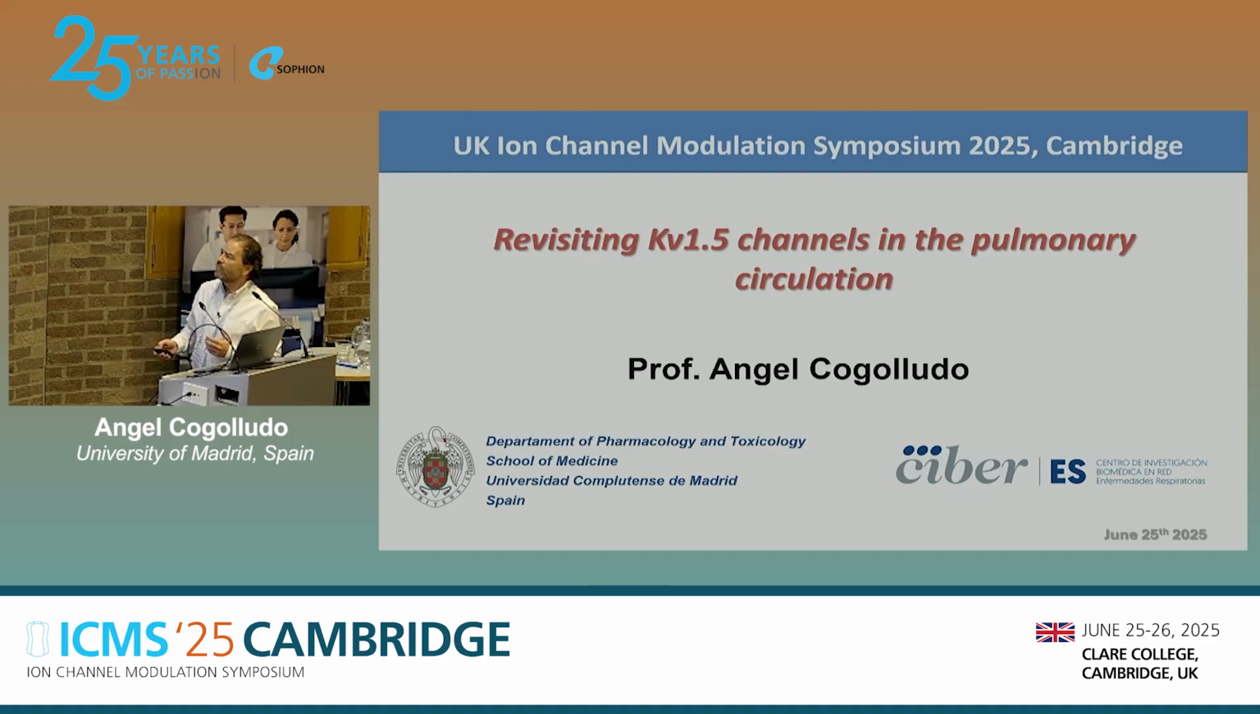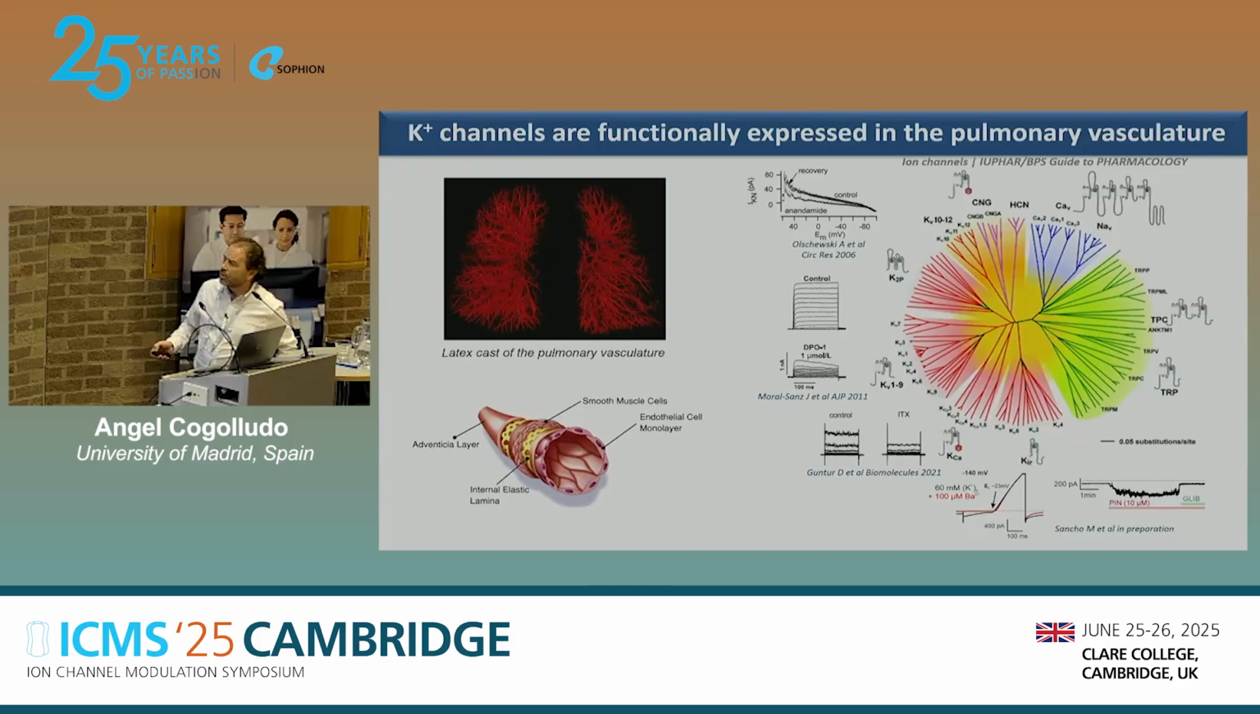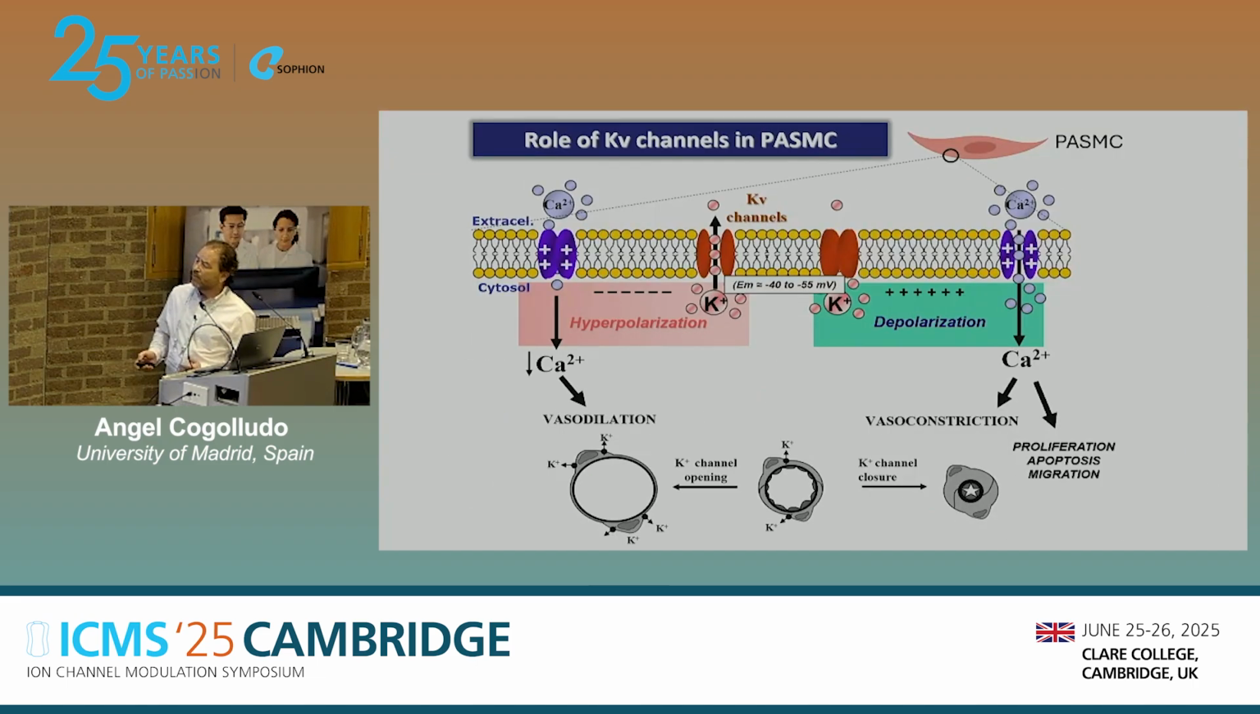Well, Kv1.5 channels belong to the voltage-gated potassium channels, which, together with other potassium channel families like the two-pore domain potassium channels, the calcium-dependent potassium channels, and inward rectifiers like KATP, are functionally expressed in the pulmonary vasculature. I'm going to focus on the role of these Kv channels, in particular Kv1.5 channels, in the smooth muscle cells. And surely the most relevant, or best-known, role of these channels is controlling pulmonary vascular tone.